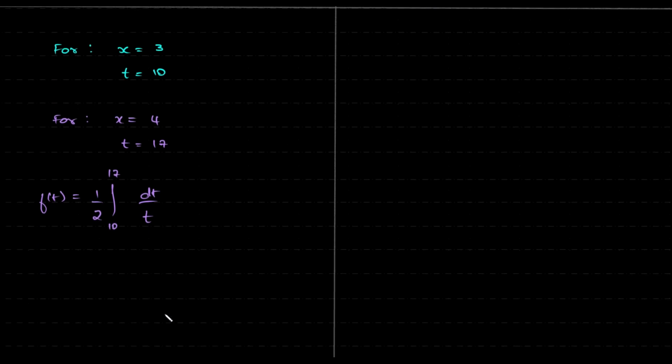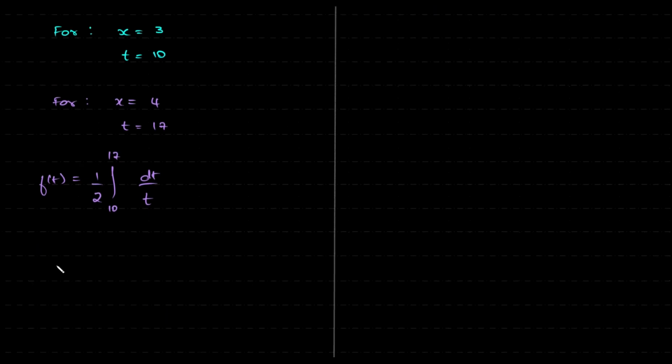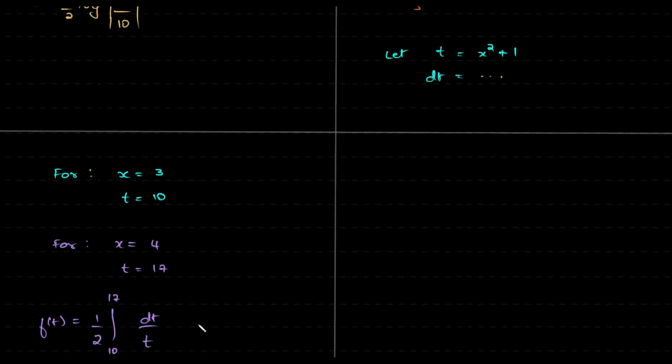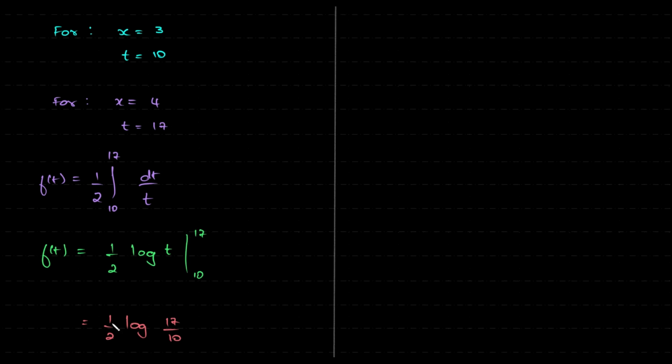So it's kind of commonsensical if you think of it mathematically, right? Because in the end we get the same numbers. So 1 by 2 log of t from 10 to 17. So this would be 1 by 2 log of 17 by 10. We don't need modulus technically. So 17 by 10, same thing. Can you see that? I didn't write modulus over here, the reason being it's positive.